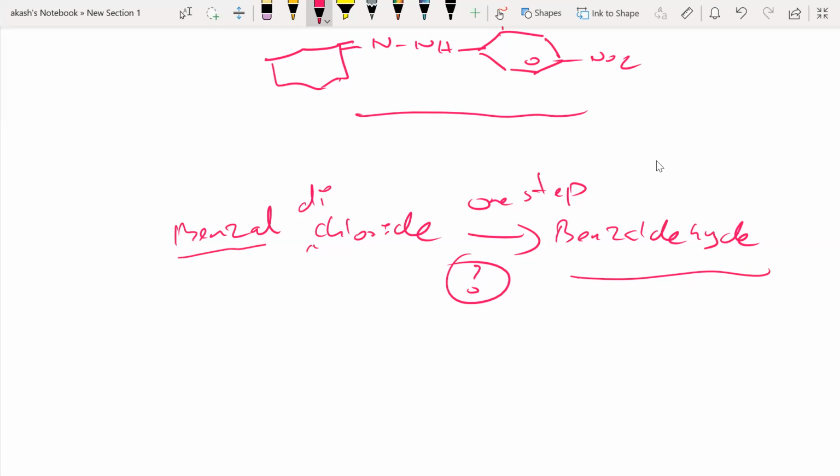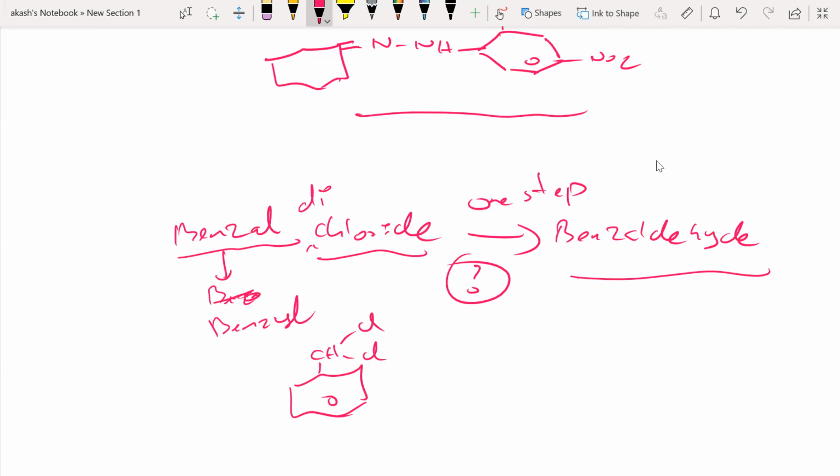What do you mean by benzal? Benzal is nothing but benzyl, so I can call it benzyl dichloride also, right? So what is benzal chloride? You have a CH that is having 2 chlorine atoms like this. This particular carbon is what is called the benzal carbon or benzyl carbon. So this is what we have: a benzene ring with 1 CH having 2 Cls. You want to convert this into benzaldehyde in one step. How do you do this?